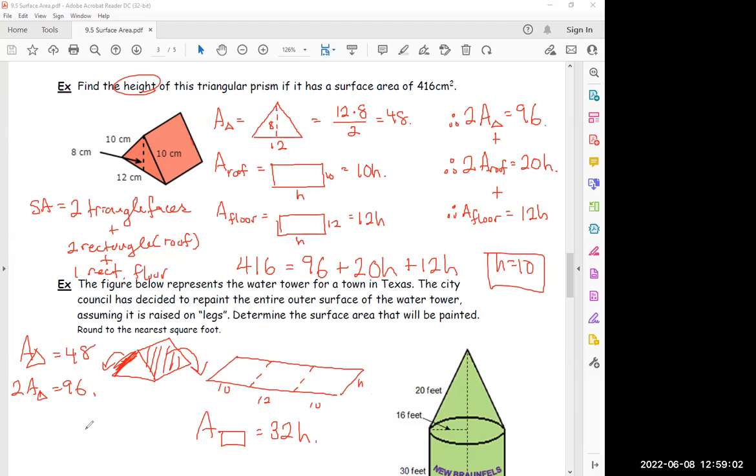Isn't that pretty cool? So 416 is equal to the area of your triangles plus the area of your gigantic rectangle, which is 32h, which is the same situation as before. So as opposed to looking at this as 3 rectangles, which I am used to doing, you can look at this like it was a cylinder and open it up like it was a net. And you are both correct. In fact, there's probably a lot more ways to do it.